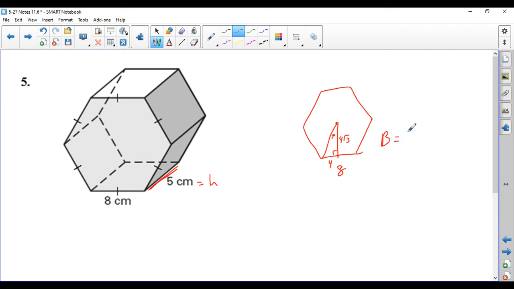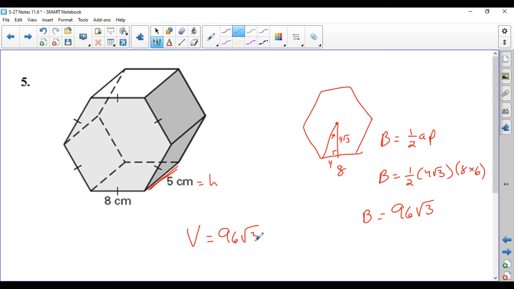So the base area, we can use 1/2 apothem times perimeter. The base area is 1/2 times 4 square root of 3 times 8 times 6. That's 48. Half of 4 is 2. This becomes 96 square root of 3 is my base area. So if I want to find volume, I'm going to take base area times the height. 96 times 5 is 480 square root of 3. And since this is volume, my unit is cubic centimeters.